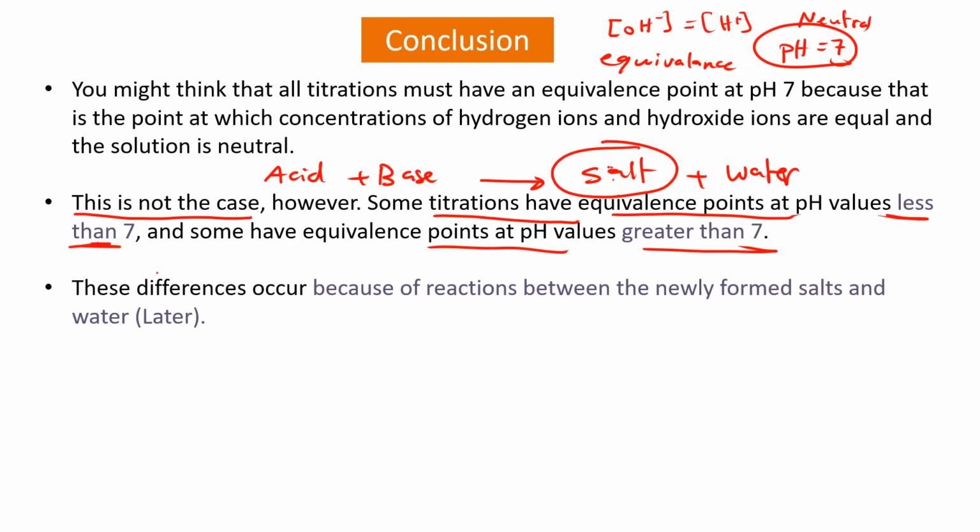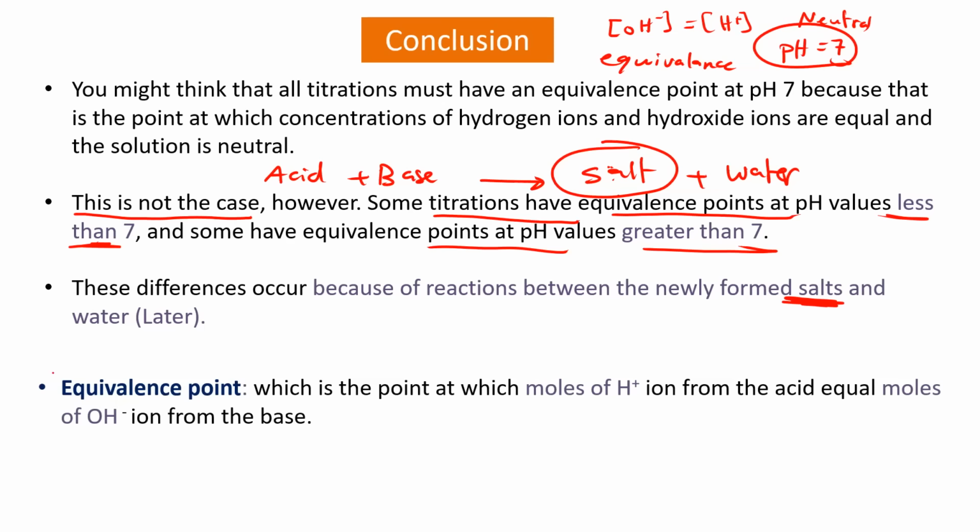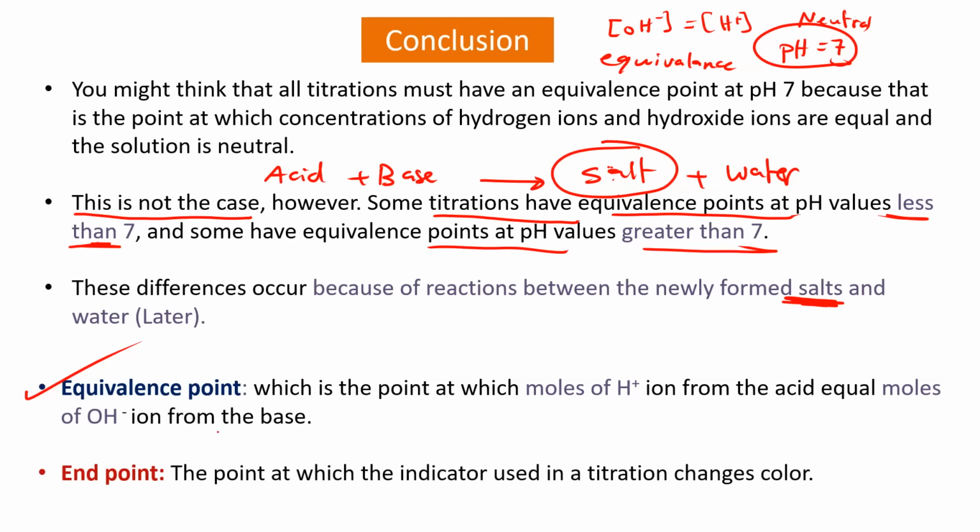So these differences occur because of the salts, which we'll talk about later inshallah. And we already talked about the equivalence point, which is the point at which OH minus equals H plus. And we'll see what we mean by the endpoint. The endpoint is the point in which the indicator used in the titration changes color.